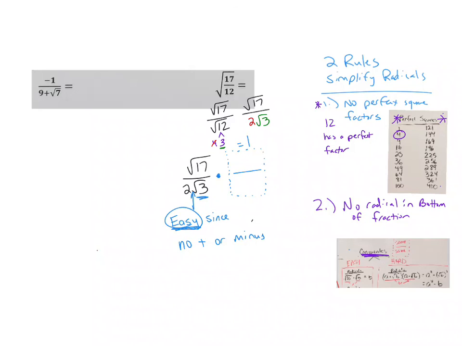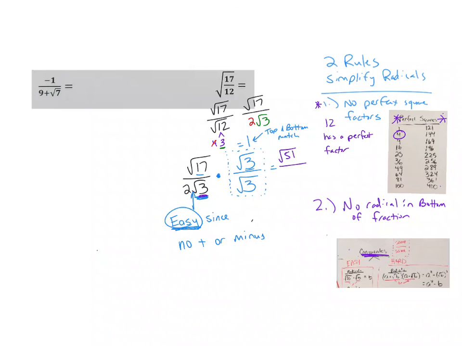Because it's easy, I just take radical 3 and I write it again. Now to make sure it equals 1, I just take radical 3 and I write it on top, because now the top and bottom match. Next thing I'm going to do is multiply across the top. Remember, 17 and 3 are both in jail, so I can multiply 17 and 3 together. I end up with radical 51.